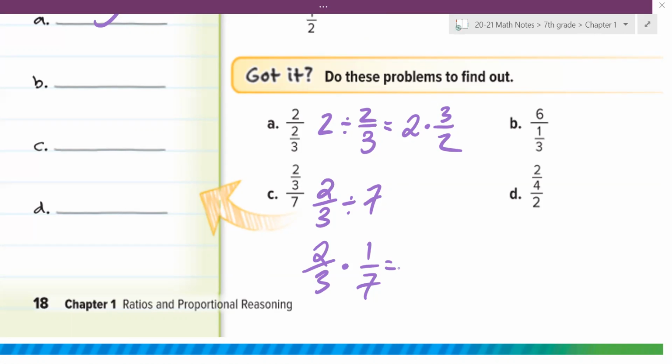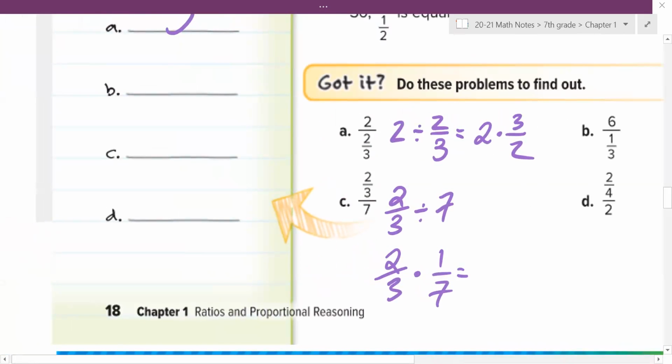Maybe not. Okay, well, every calculator is different, but you would come up with 2/21. So I could also do it like this, 2/21, because I just multiplied straight across.